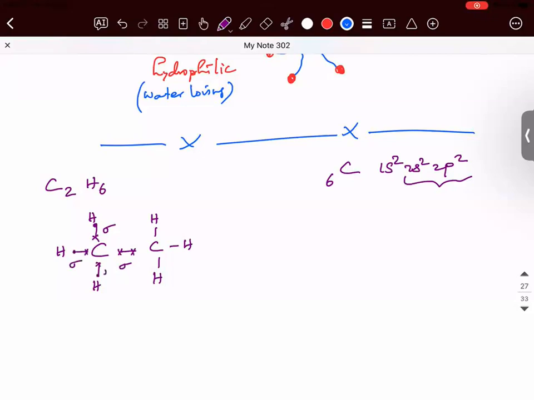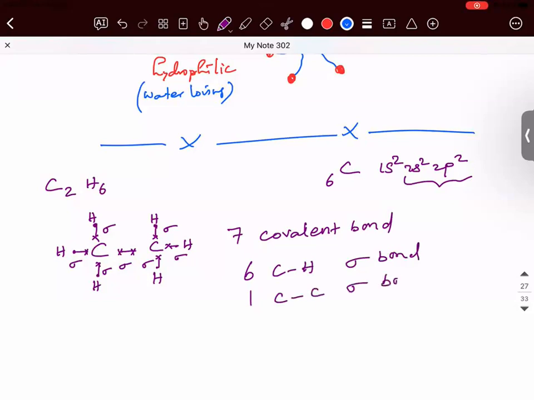The third one, third sigma bond. Fourth one, fourth sigma bond. Fifth, sixth, and seventh sigma bonds. So totally 7 covalent bonds. How can you account for the 7 covalent bonds? Six carbon-hydrogen sigma bonds and 1 carbon-carbon sigma bond. Sigma bond or covalent bond? Covalent bond means mutual sharing.